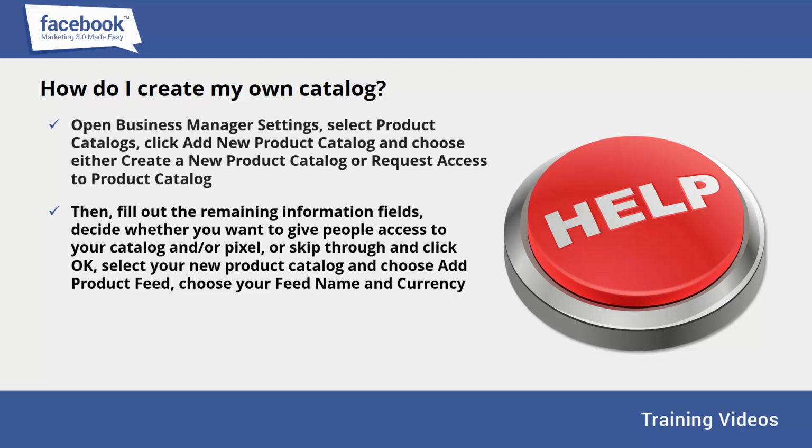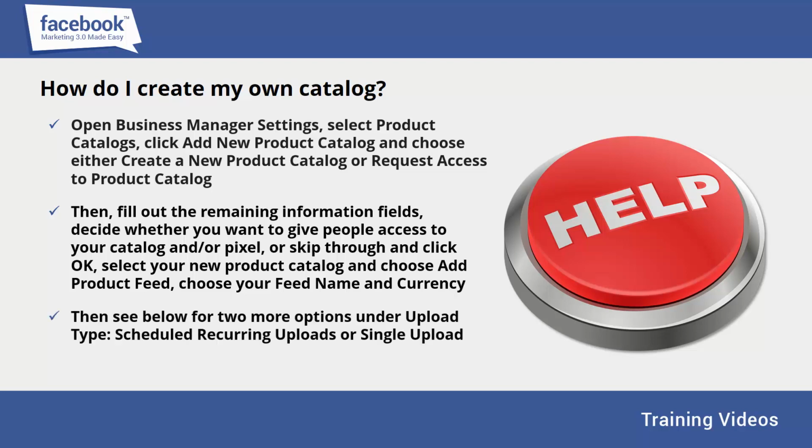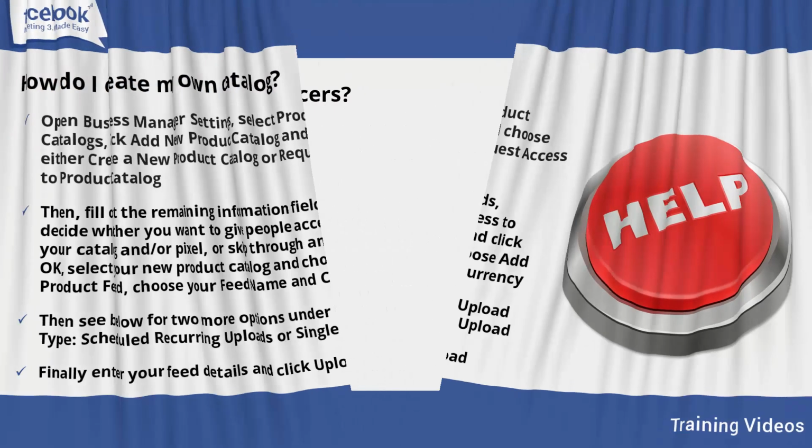Select your new product catalog and choose Add Product Feed. Choose your feed name and currency. Then, see below for 2 more options under the upload type: scheduled recurring uploads or single upload. Finally, enter your feed details and click Upload.